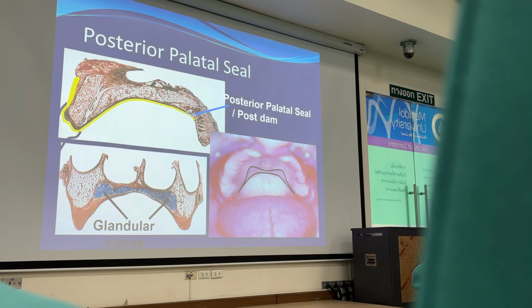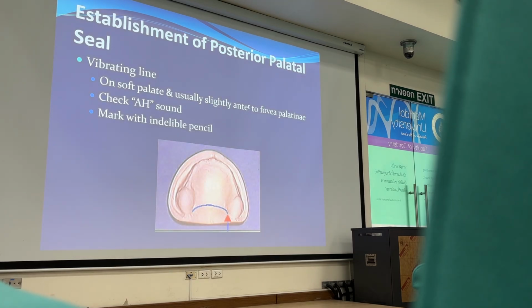This is like a cross section, and you see in this area there is glandular tissue that we can displace a little bit here. So we record and mark it for the purpose of making the post-dam. This is the area. The posterior palatal seal is located at the vibrating line on the soft palate, usually slightly anterior to the fovea palatini. Remember the previous slide that showed the fovea. Check as the patient says "ah" and moves. You can see movable and immovable tissue. Mark with the indelible pencil.